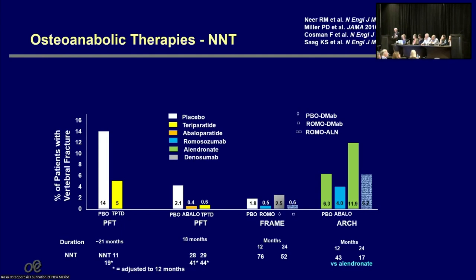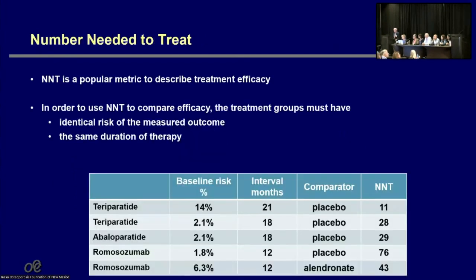For romosozumab, of course, we have 2 studies, a placebo-controlled trial where we can look at the number needed to treat over 1 year and it was 78 in a very low-risk population, where the risk of fracture in the placebo group was only 1.8%. If you look at 2 years, while everybody was receiving denosumab the second year, the number needed to treat is lower. And in the ARCH study, now we have no placebo, but an active comparator. So you can calculate the number needed to treat of romosozumab compared to alendronate at 1 and 2 years. So you can get a whole variety of numbers that you can look at.